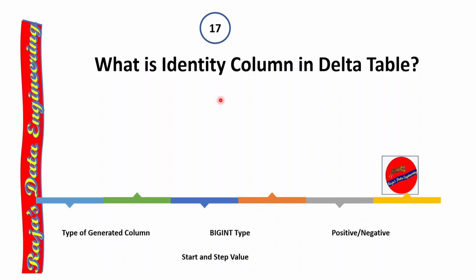An identity column will be of big integer type. It can accept positive and negative numbers. For an identity column, we can give a start value and also a step value. Let's say the start value is 100 and the step value is 10, which means it will create unique values 100, 110, 120, 130, like that. Okay, these are the areas we need to cover for this question.